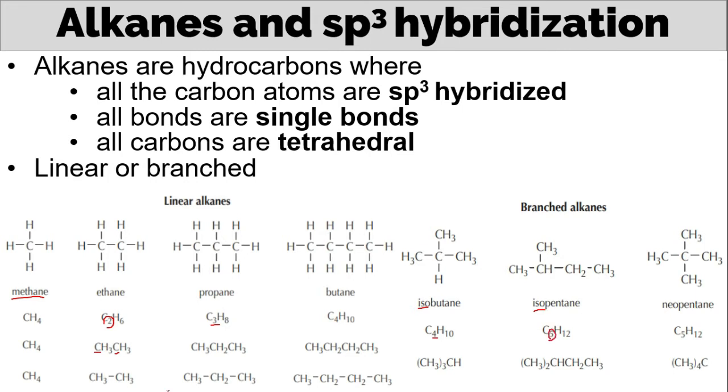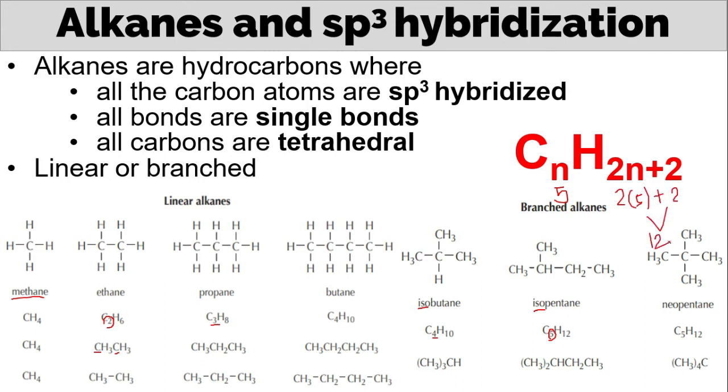As can be seen from the examples, all alkanes have the general formula CnH2n+2, where n is the total number of carbon atoms. Meaning, if you have 5 carbon atoms, you will have 12 hydrogen.